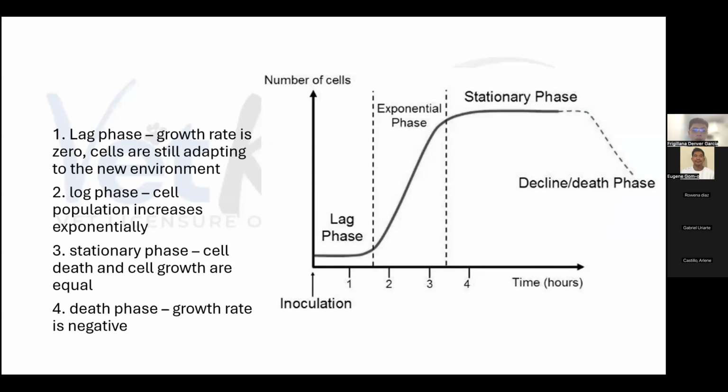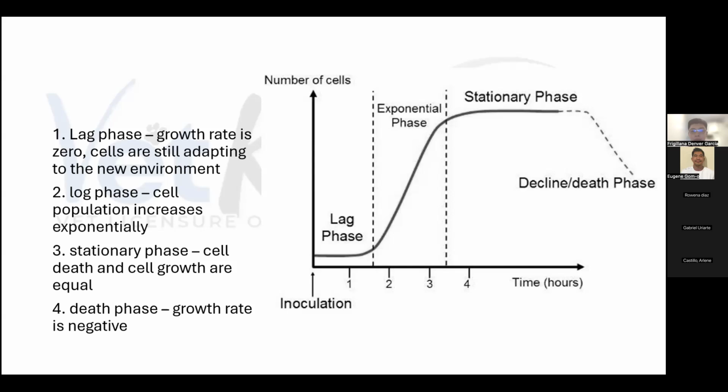So we have four: the log phase, logarithmic or exponential phase, stationary phase, and then death phase. So in the lag phase, the bacteria are still adjusting to their new environment or to their media. So very minimal yung growth na nangyayari dito. This is important in food preservation. And what we are aiming to do in food preservation is to lengthen or pahabain yung lag phase nila.